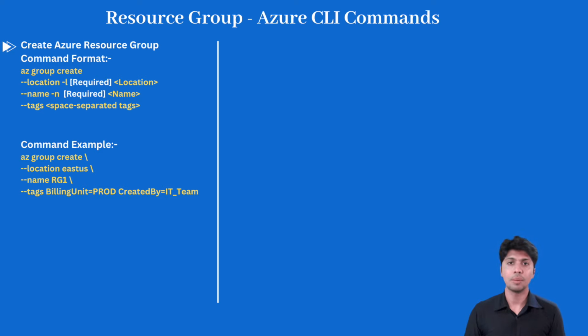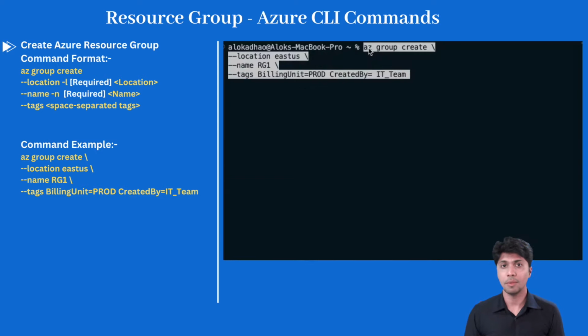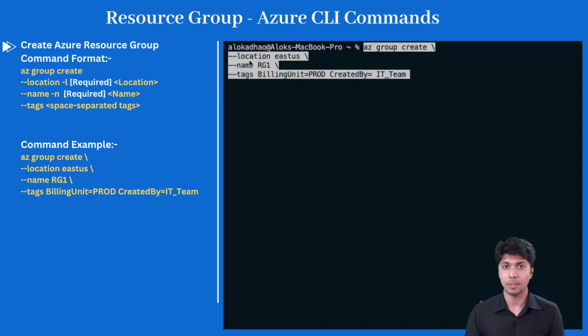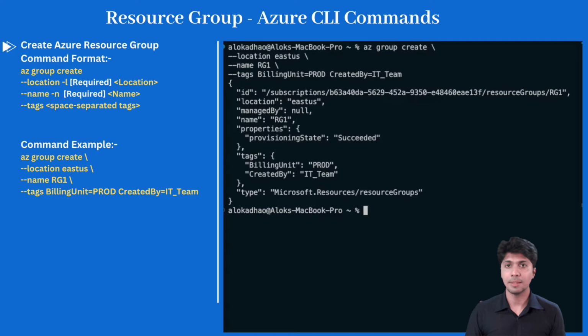So our actual command with the actual values becomes az group create. We see that we have selected East US as our desired location to deploy the resource group. The name of our resource group is RG1 and we are adding two tags to this resource group: billing unit equals prod and created by IT team. Let's run this command and see the resource group created.